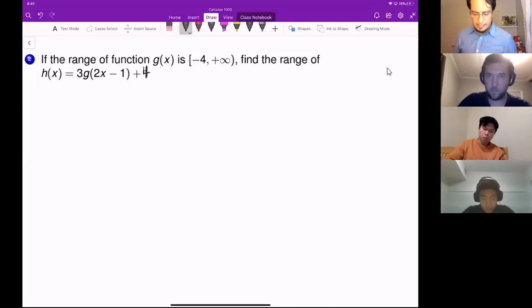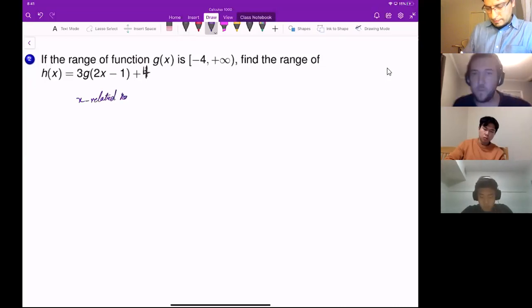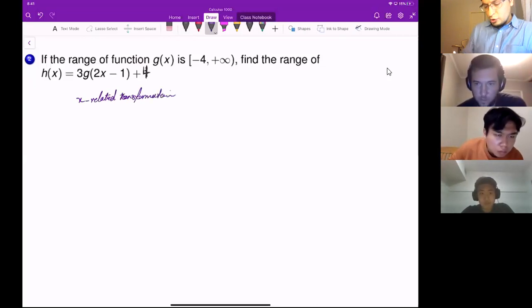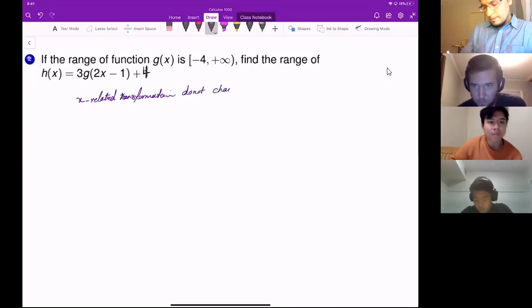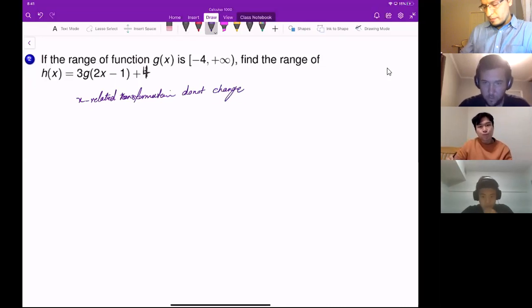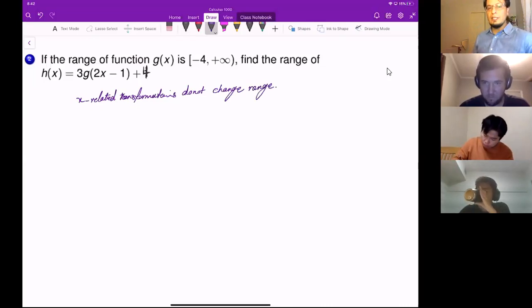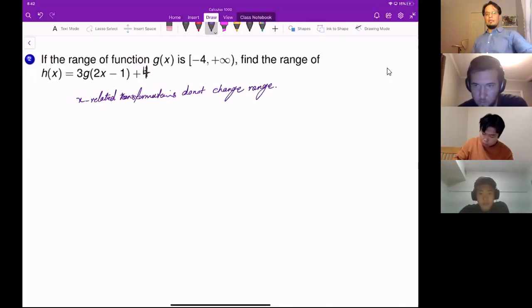Okay, good. Let's see how this works. The key point here is that all X-related transformations do not change the range. So that's one key point. And what about Y related? Well, depending on what is happening over there, it would change the domain and the range in different ways.